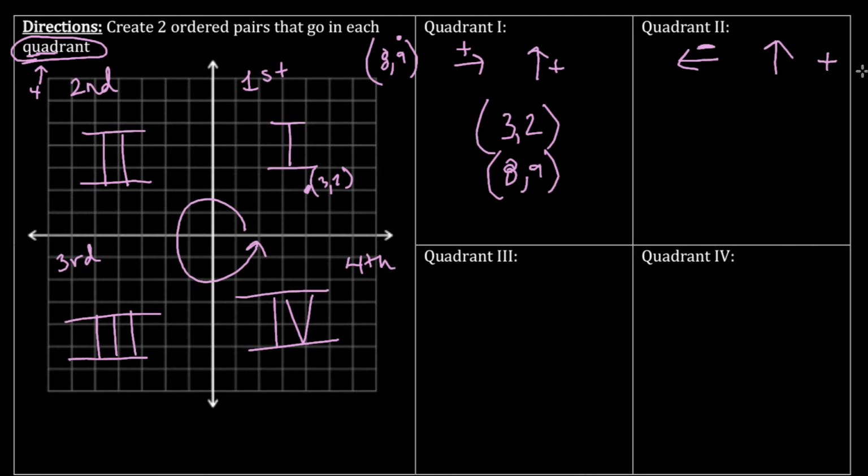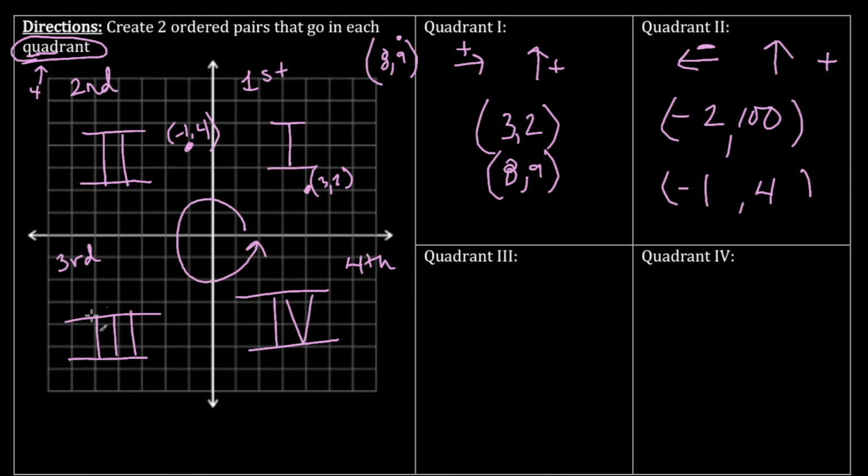So back to quadrant 2. Left and up, so negative and positive. So you can always put the negative in there. So like negative 1, positive 4. Negative 1, positive 4. Let's do like negative 2, 100. We can't even put it on there. Negative 2, 100.